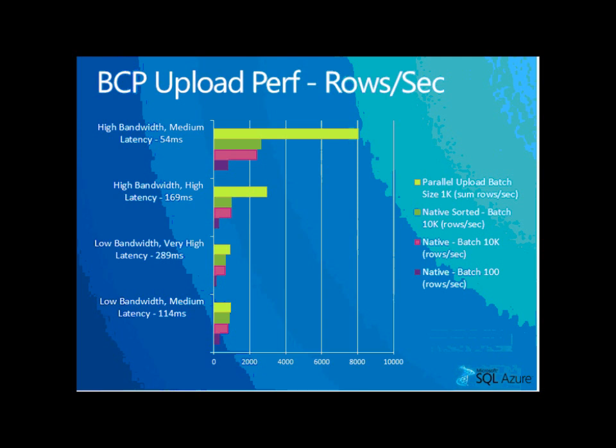So you can see you've got high bandwidth, medium latency, high bandwidth, high latency, low bandwidth, very high latency, and low bandwidth, medium latency. And they show parallel versus native sorted, native, and then different batch sizes. So you can get some idea, given these factors of bandwidth and sort or unsorted and parallel or not parallel, how their test performed. And again, this is a good metric to just duplicate in your situation. It's not going to be that difficult, and then you can get your own sort of baselines. So this is upload. You can see how this works.